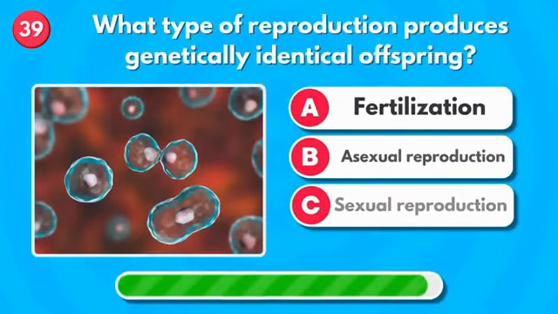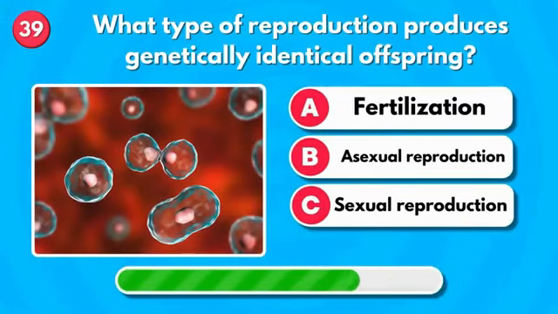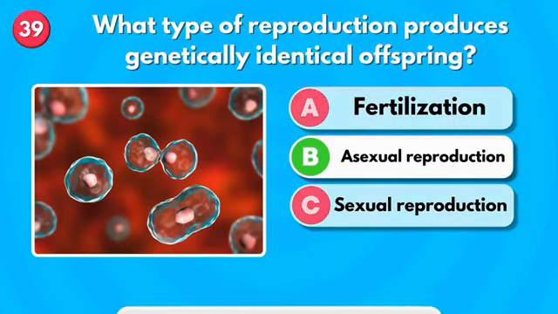What type of reproduction produces genetically identical offspring? Asexual reproduction.